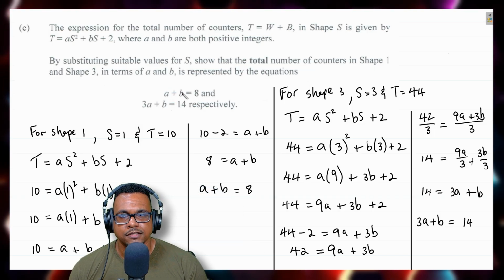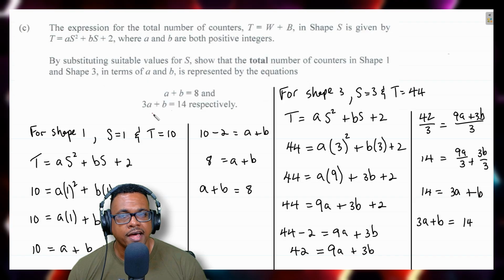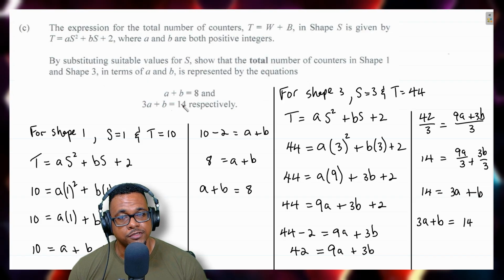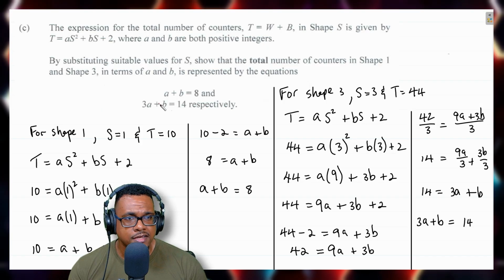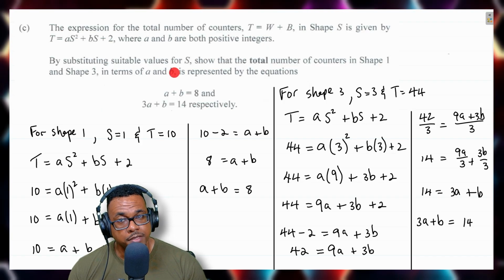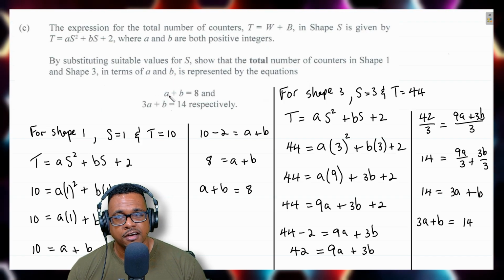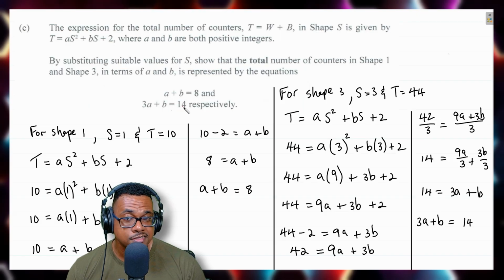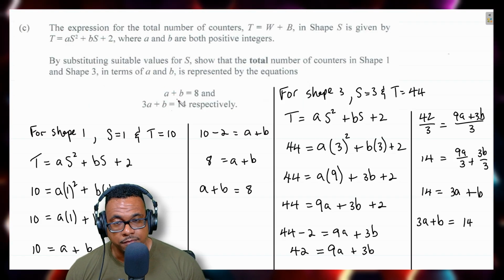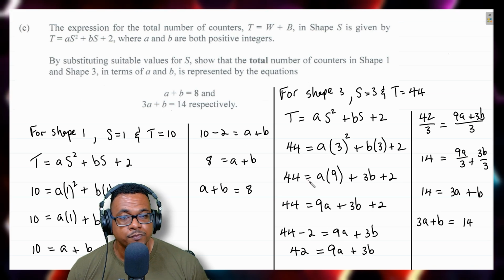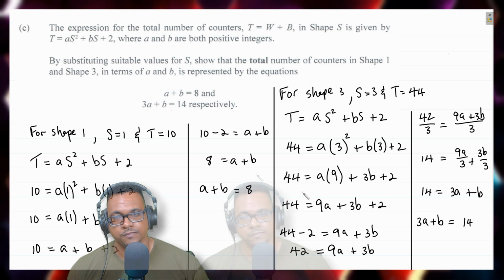You have shown A plus B is equal to 8 for shape 1, and 3A plus B is equal to 14 for shape 3. Now notice the question never asked you to find the values of A and B, but if they did, what you have here is a pair of simultaneous equations, which you could solve simultaneously and get the values of A and B. But the question didn't ask for that, so this is all we need to do.